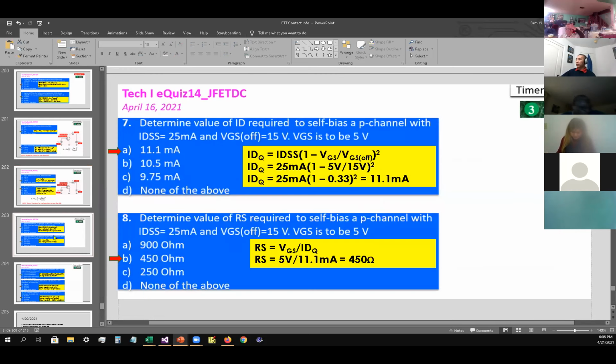Okay, so we're okay on 7. Number 8: determine the value of RS required to self-bias a p-channel JFET with IDSS equal to 25 milliamps and VGS(off) equal to 15 volts. VGS is to be 5 volts. We just do the formula: RS equals VGS divided by IDQ. So that's 5 volts divided by 11.1 milliamps, and it comes up to 450 ohms.